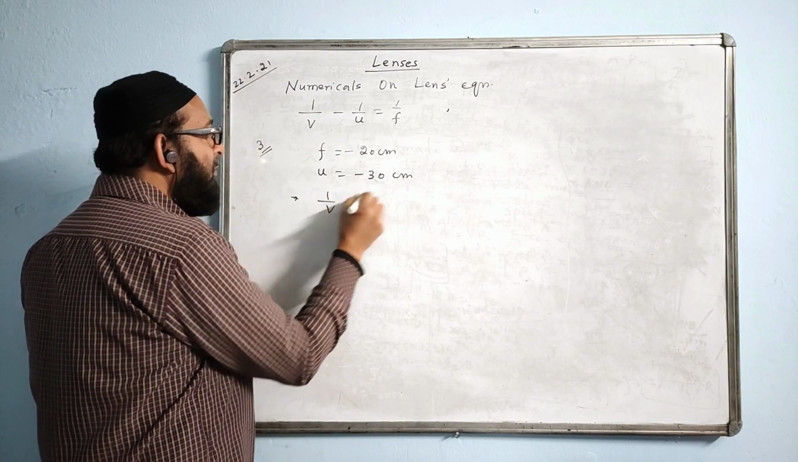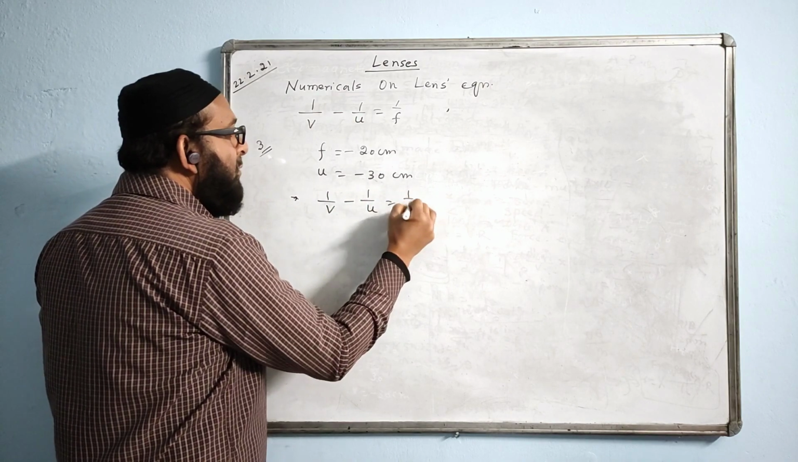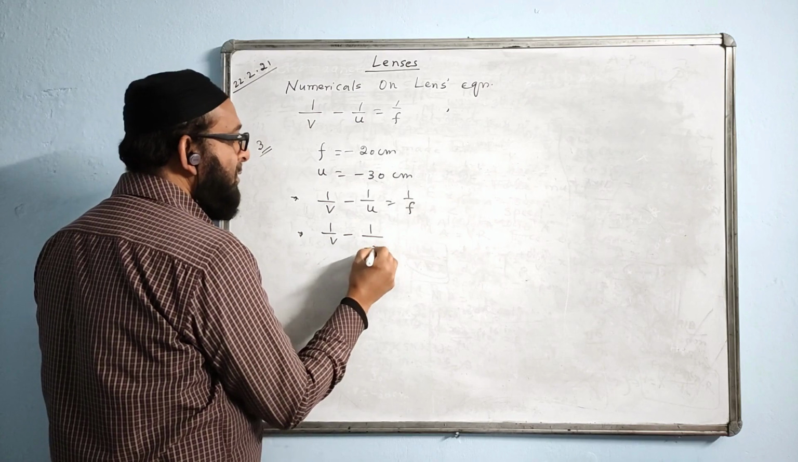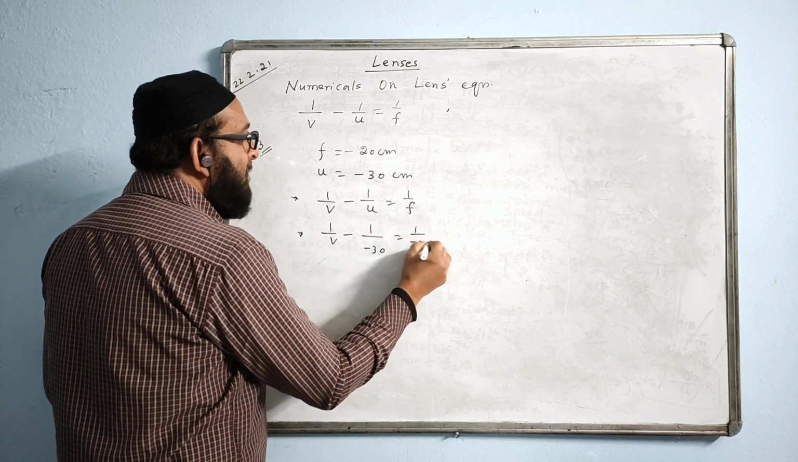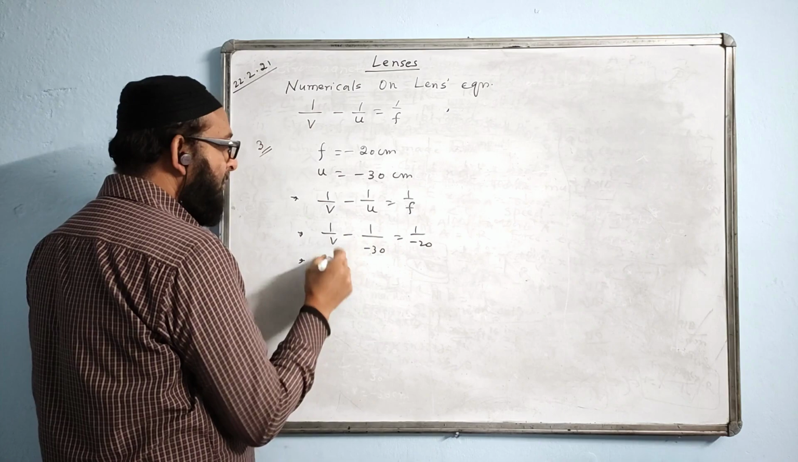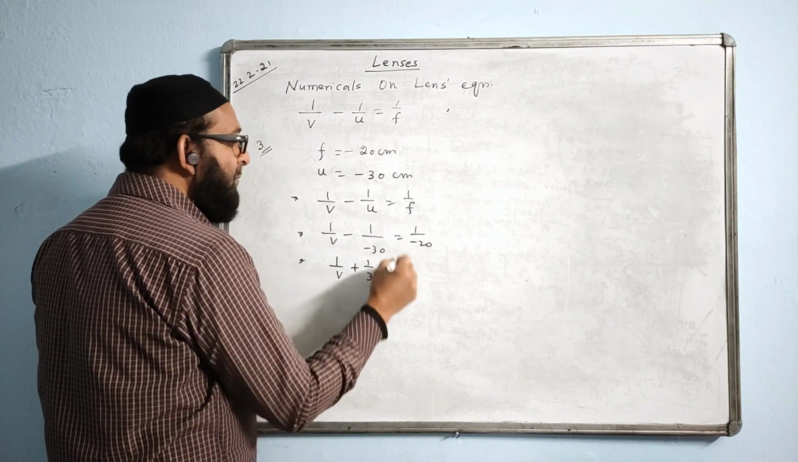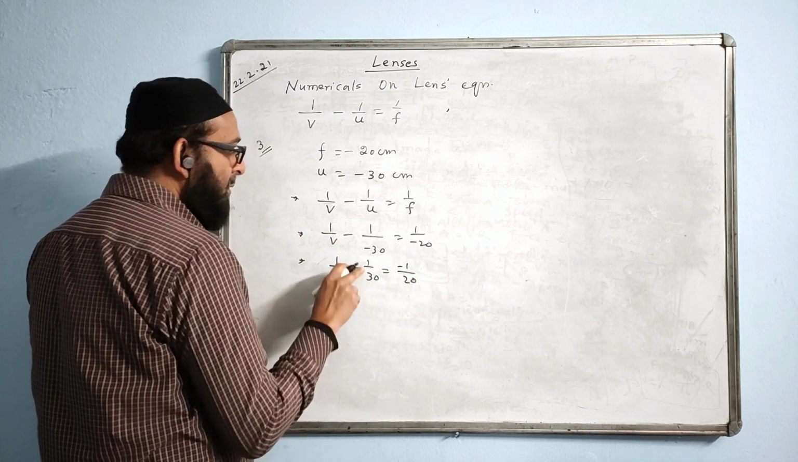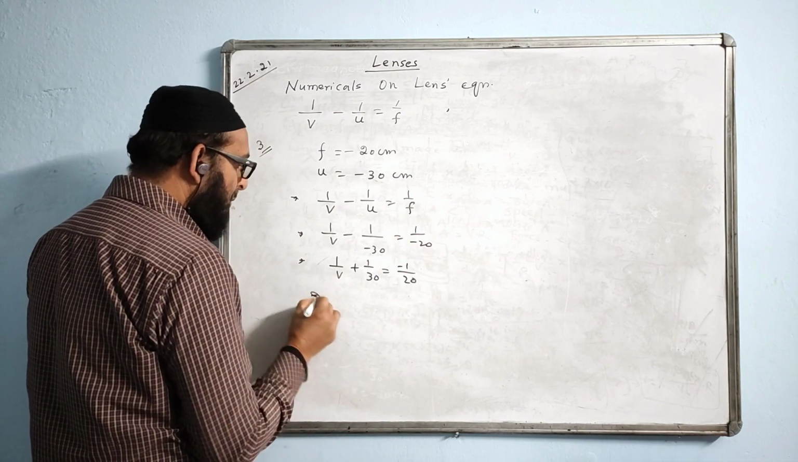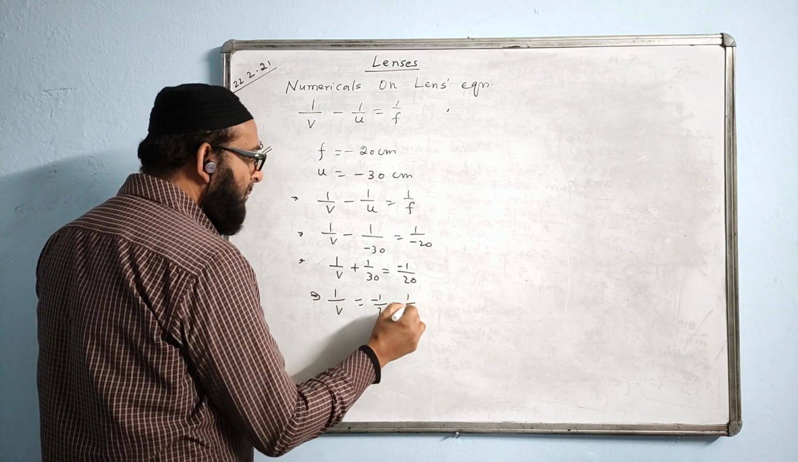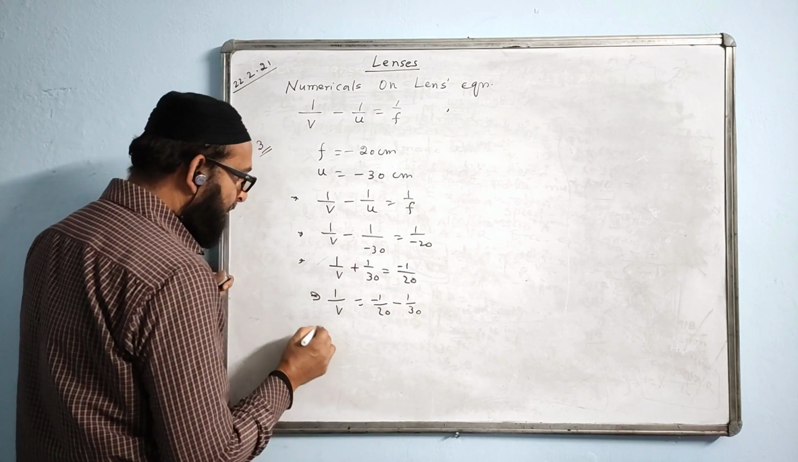I will use the same formula: 1 by V minus 1 by U is equal to 1 by F. 1 by V, U value is minus 30, F is minus 20. Minus will become plus. This minus sign will shift up there, we write minus 1 by 20 here. This 1 by 30 will go to the other side. You get 1 by V is equal to minus 1 by 20 minus 1 by 30.